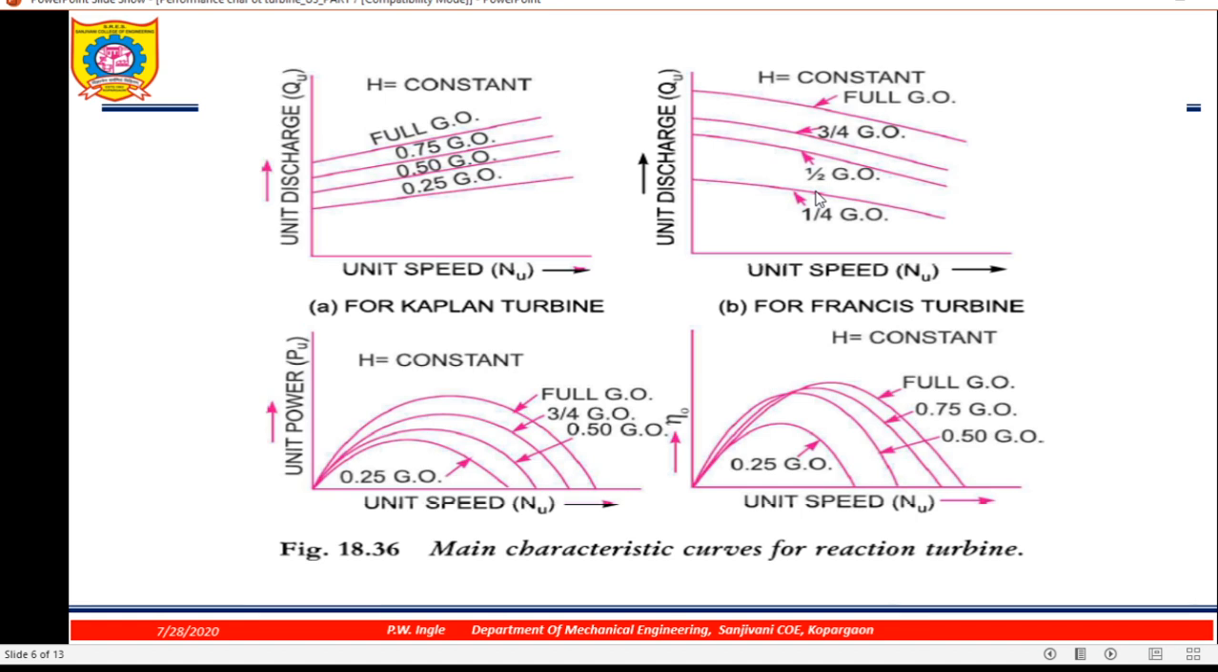Now why are these falling curves? Because in a Francis turbine, water enters through the casing to the guide vanes and then from the guide vanes to the rotor. During the rotary motion, some water will try to resist the incoming water which is coming from the guide vanes.